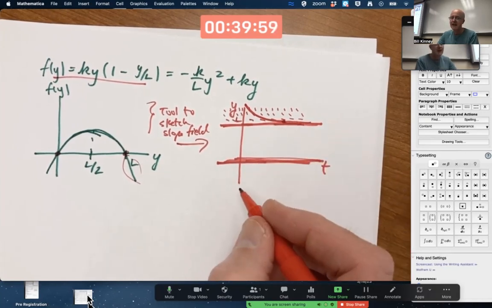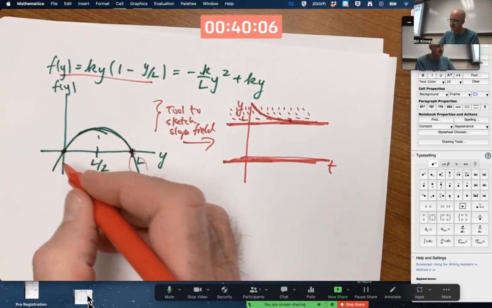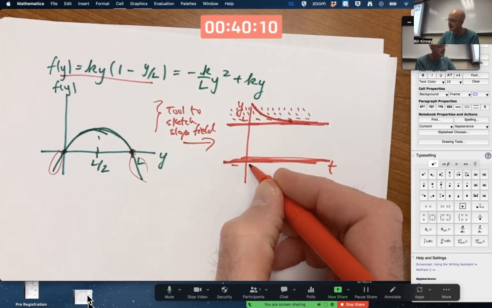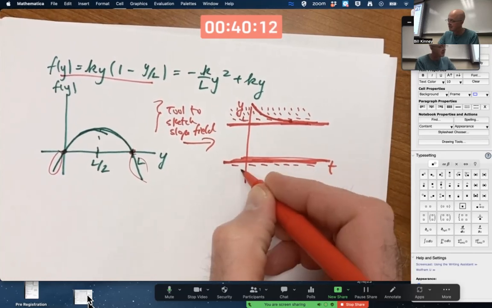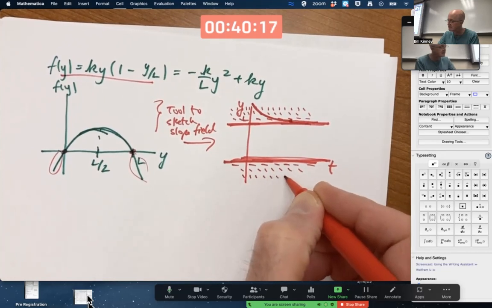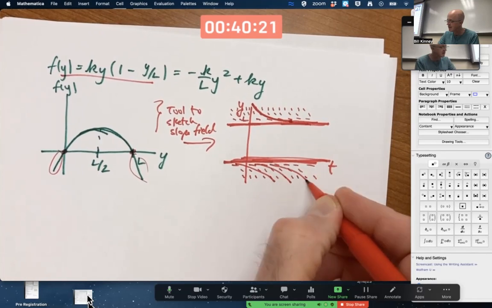If y starts out negative, well, that corresponds to negative fish. But if we ignore the fact that we can't have negative fish, we can still draw the slope field. When y is negative, f of y is also negative. So we're going to get negative slopes in here as well. And they get more negative the further y gets below 0. So solutions are going to decrease over there as well, like this.